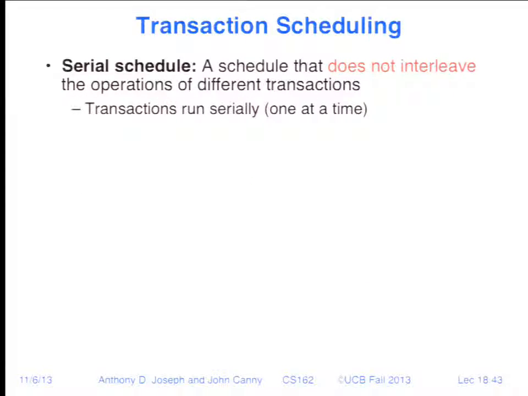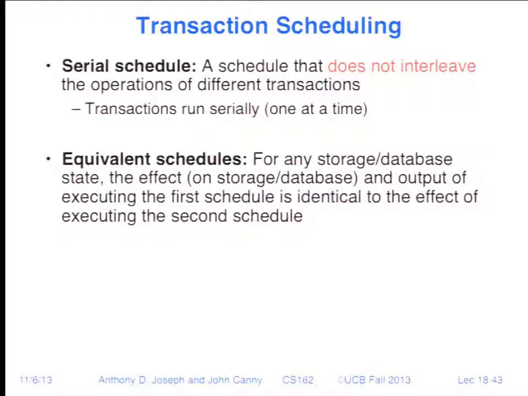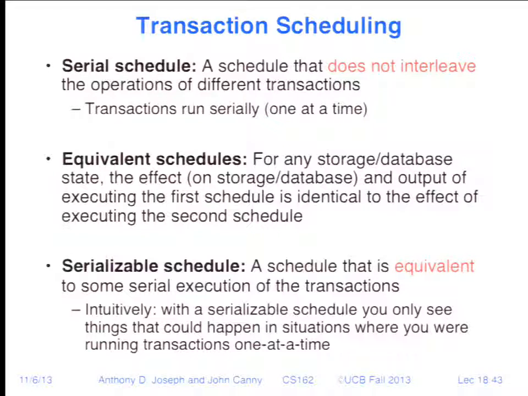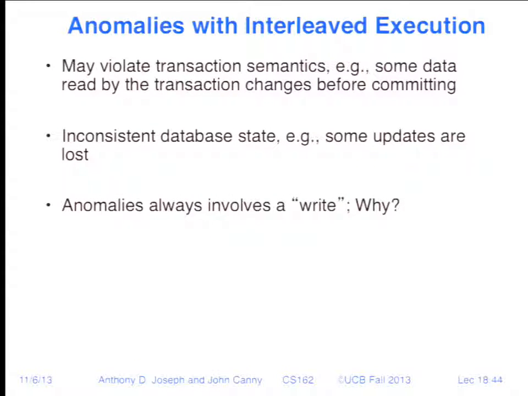So a serial schedule is one that does not interleave the operations. So it's one of the two examples we just saw. Equivalent schedules are any other schedule that we can show is equivalent to one of those serial schedules. And a serializable schedule is one that's equivalent to some serial execution. So it's going to do the same operations as though they were performed one transaction at a time.